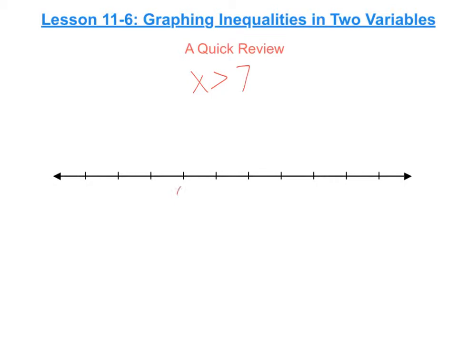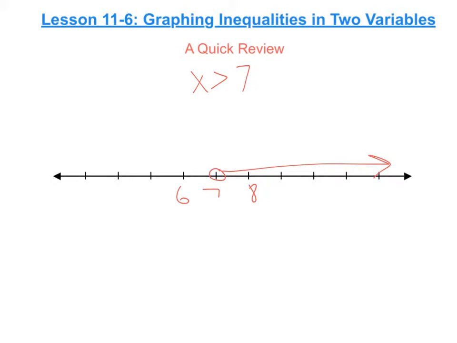So let's say I do 6, 7, and 8 on my number line, just to show 6 is less and 8 is more. I do an open dot because I am not including 7. I'm including everything greater than 7, but not 7 itself. And then to show that this goes on and on forever from that 7, I use a ray, because it's going on forever in one direction. And that goes that way.